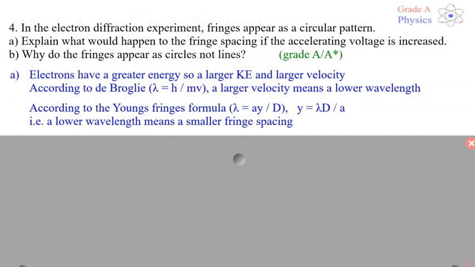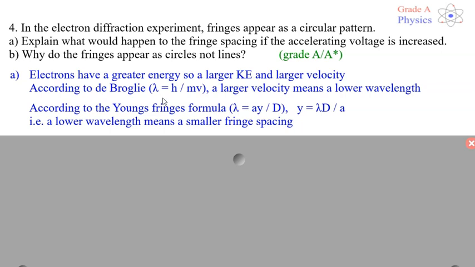Right, more difficult questions. If we increase the voltage, perhaps not surprisingly, we're going to get a larger kinetic energy, which will appear as a larger velocity. Then we link it to the de Broglie formula. With a larger velocity, we're dividing by a bigger number, but the mass hasn't changed, h hasn't changed, so lambda is going to be a lower value.